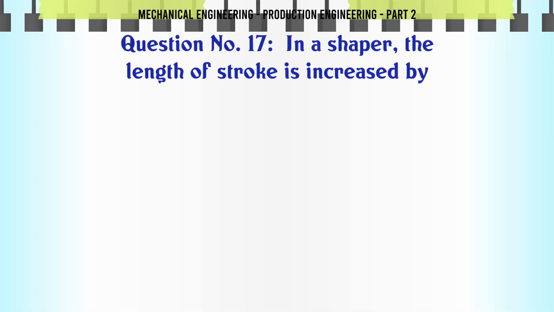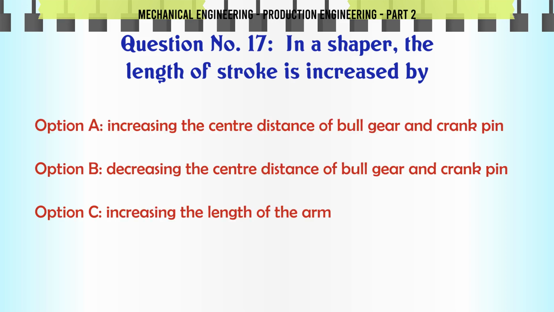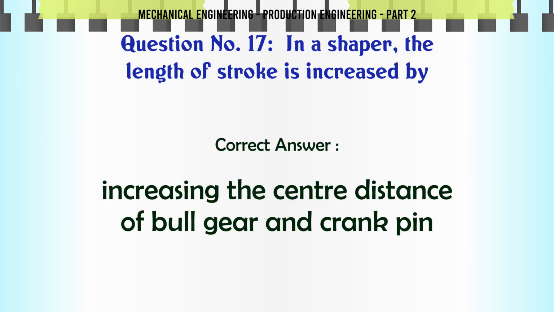In a shaper, the length of stroke is increased by A. Increasing the center distance of bull gear and crank pin. B. Decreasing the center distance of bull gear and crank pin. C. Increasing the length of the arm. D. Decreasing the length of the slot in the slotted lever. The correct answer is increasing the center distance of bull gear and crank pin.